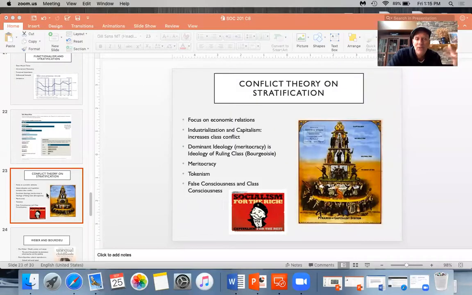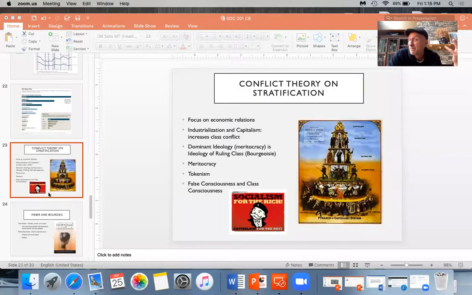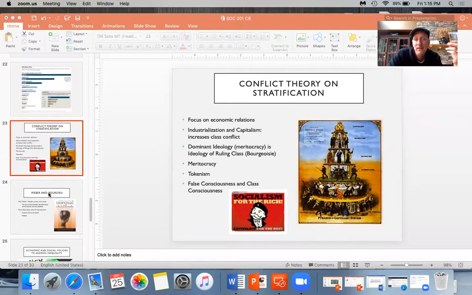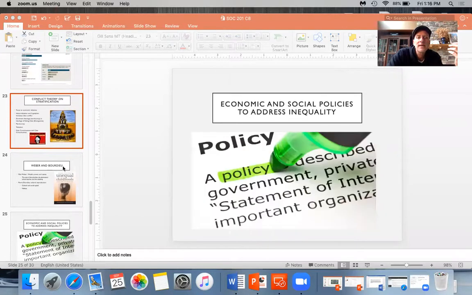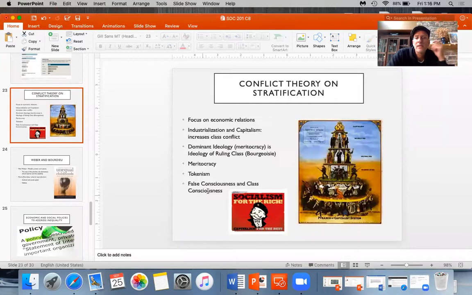Tokenism is the idea that there's a token. Somebody does come from the bottom and make it to the top, and they become a token. We look at them and say, well, they made it, therefore everybody else can make it. Well, there are a lot of problems with that.